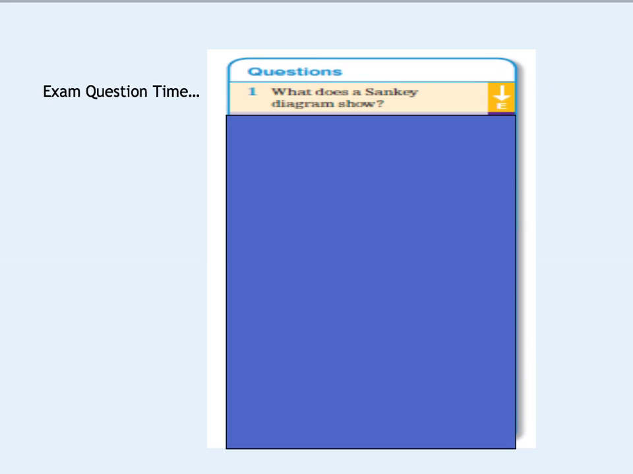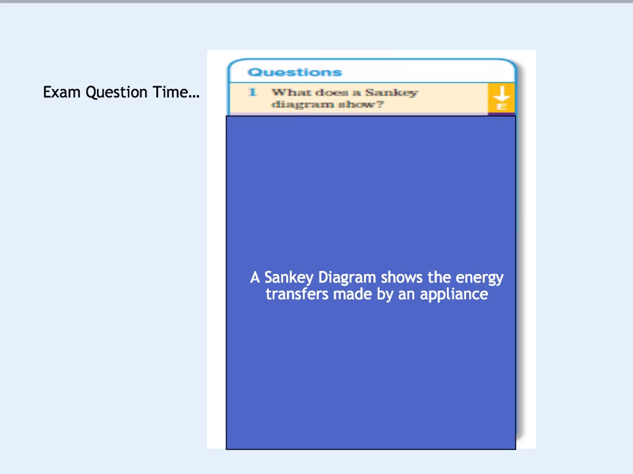Right, so take a couple of seconds, I want you to write a definition. So what does a Sankey diagram show? So pause this slide and then in a couple of seconds, once you've written your definition, we'll have a look at the answer. You've had your chance to write your answer now, so let's have a look at what a Sankey diagram is. A Sankey diagram shows the energy transfers made by an appliance.